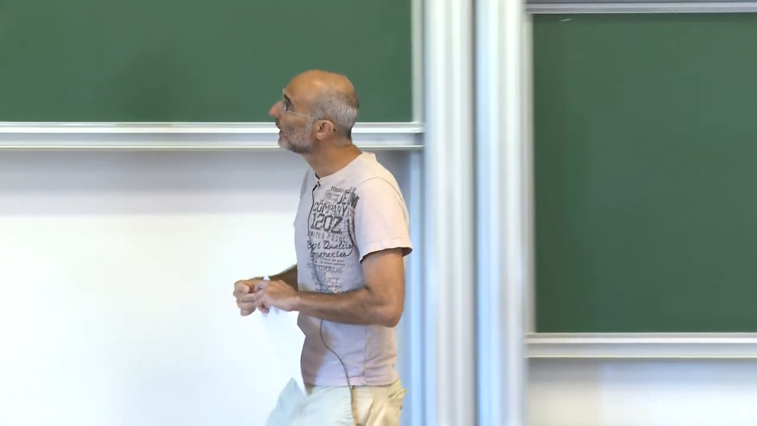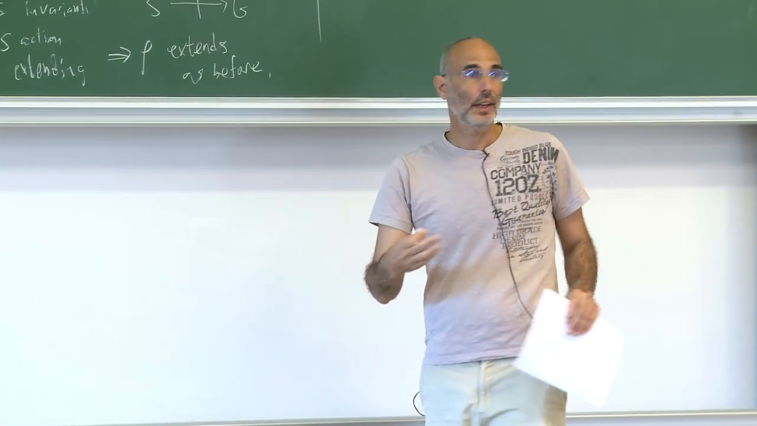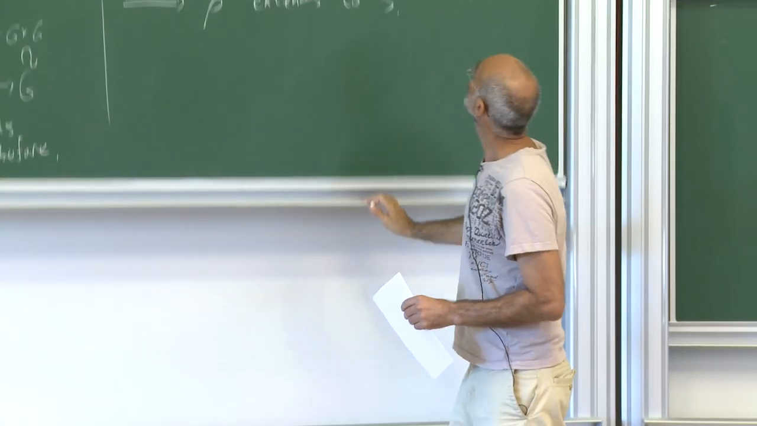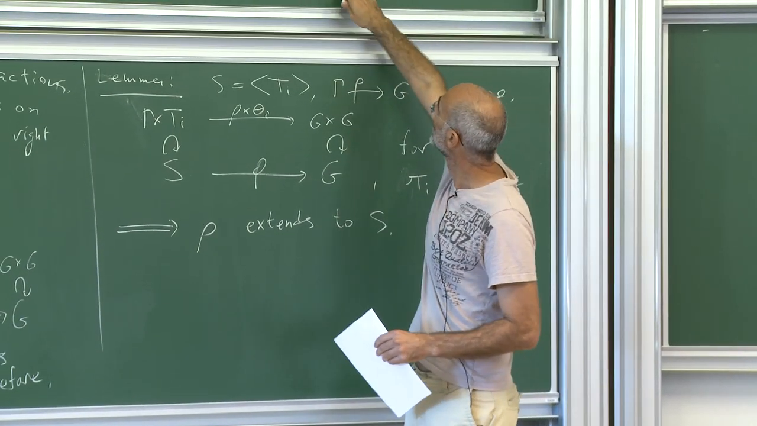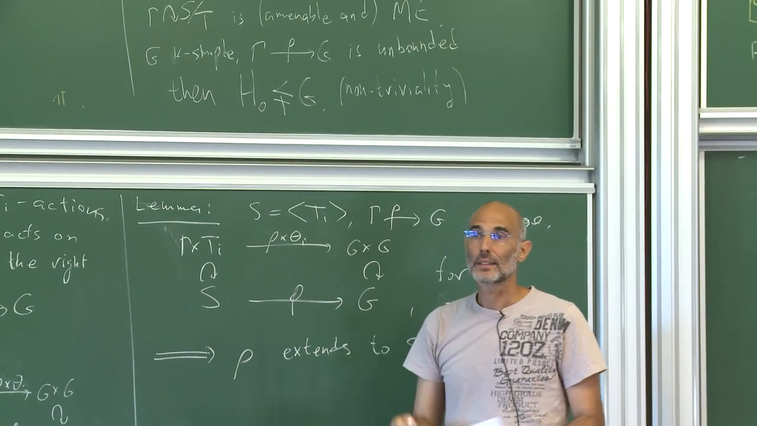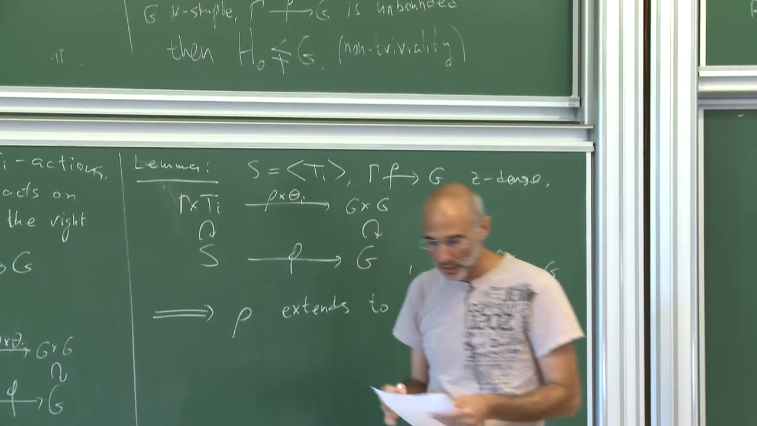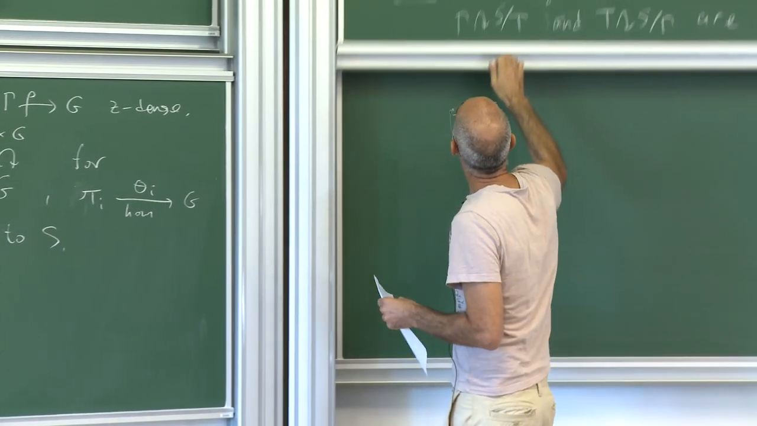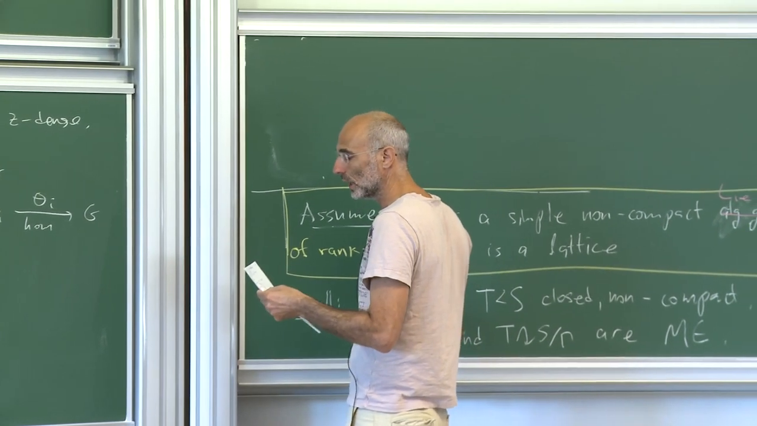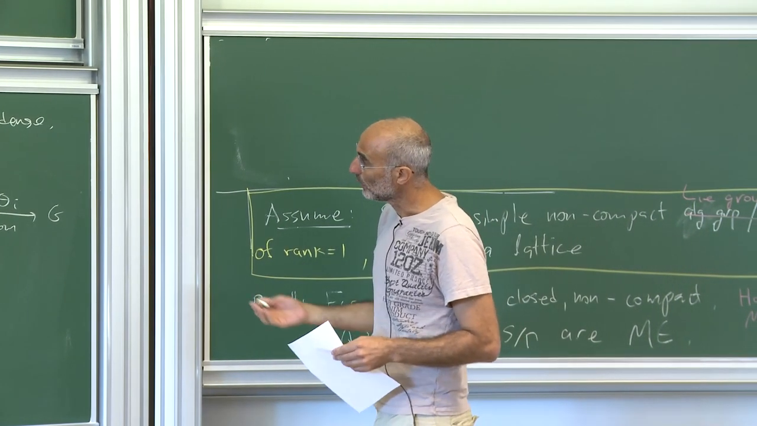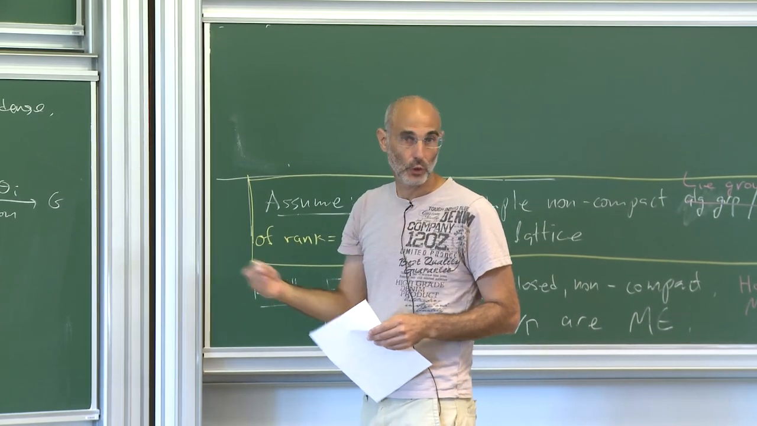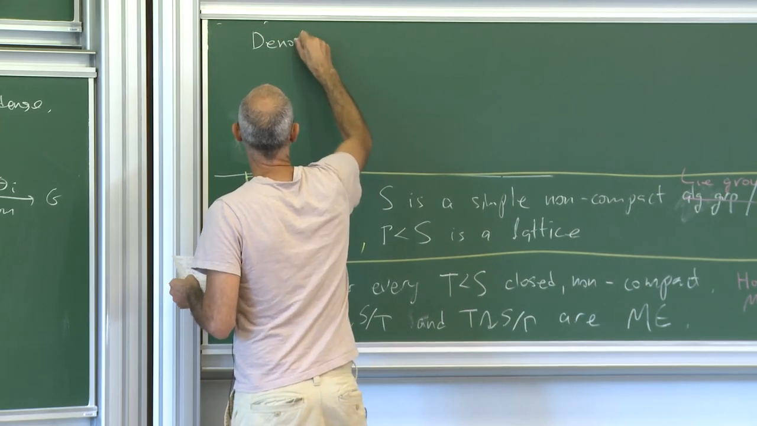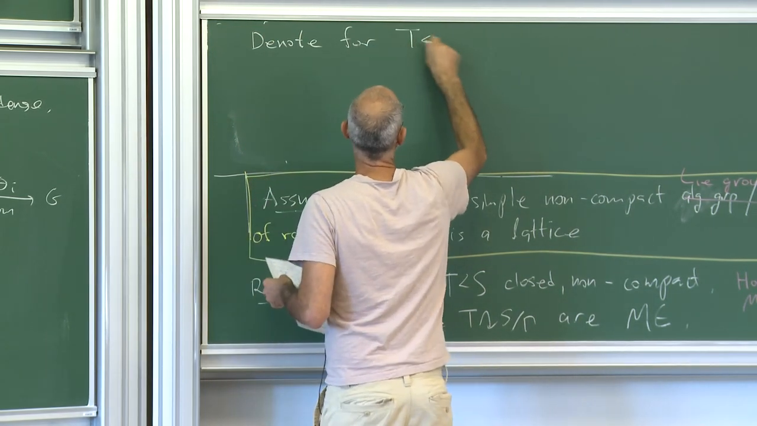So now in the rank one case, I don't have enough commuting unipotents. But still, I just covered it. I have this lemma that says that whenever I have an amenable group, I can try to extend something. I will now try to discuss what happens for an amenable subgroup, in particular for the minimal parabolic subgroup in S.